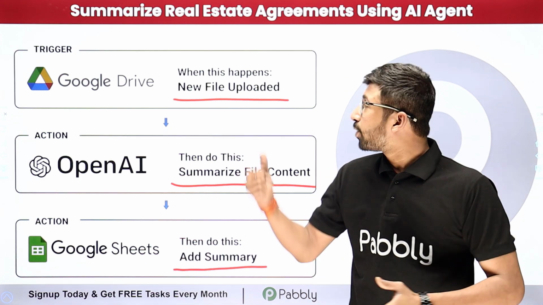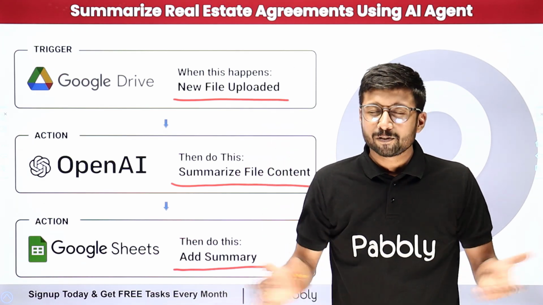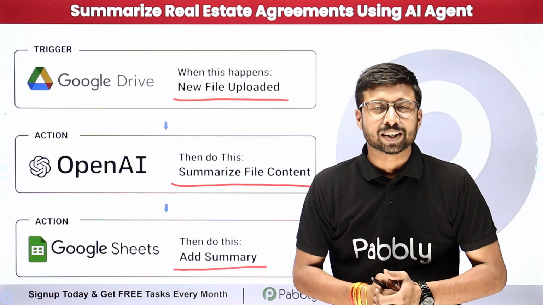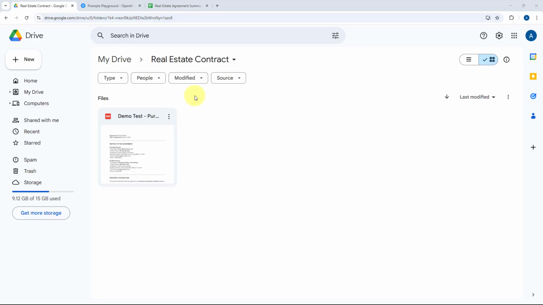Now, if you want to learn how you can build this AI agent all by yourself, for that, let me just take you to my screen. So as you can see, this is my Google Drive folder in which I'm adding the contracts and the agreements related to my real estate business sales and purchase.